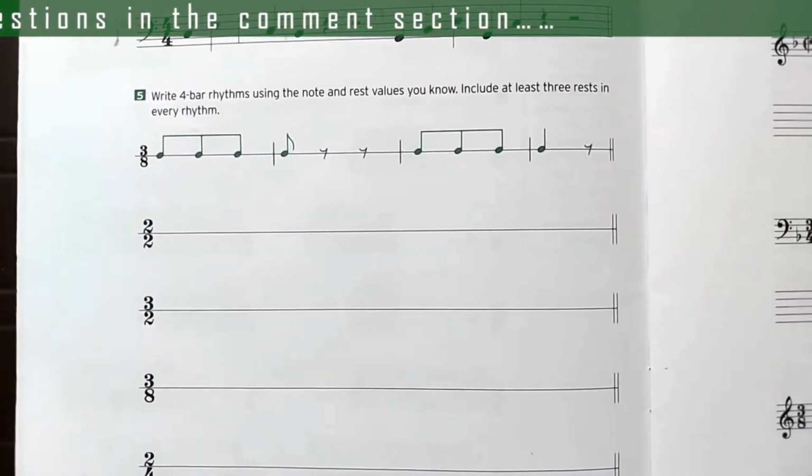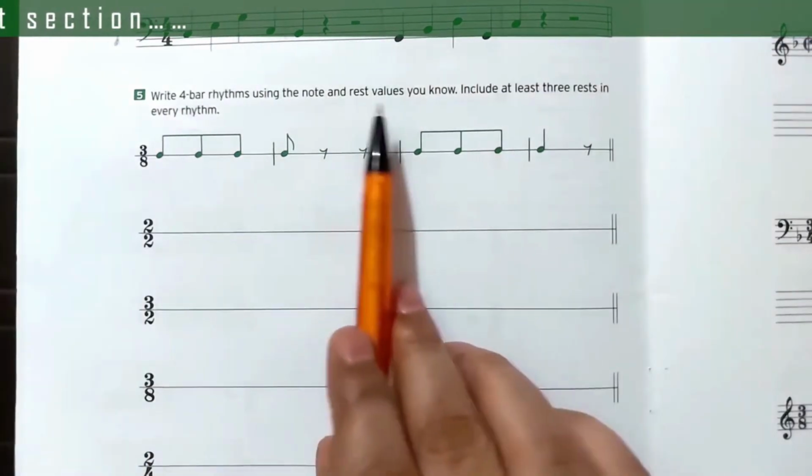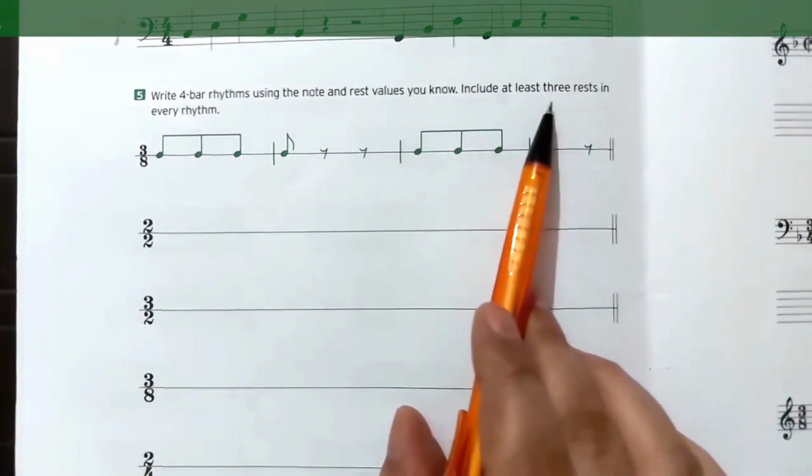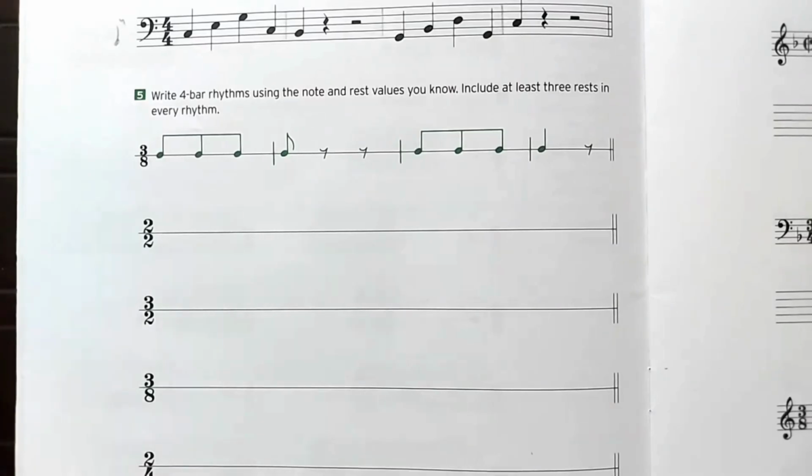Now in this one we have to write a 4 bar rhythm using the note and rest values, including at least 3 rests in each rhythm. So we have to write a rhythm in which we include the notes and the rests we know, and include at least 3 rests in each rhythm. So let's start this one.